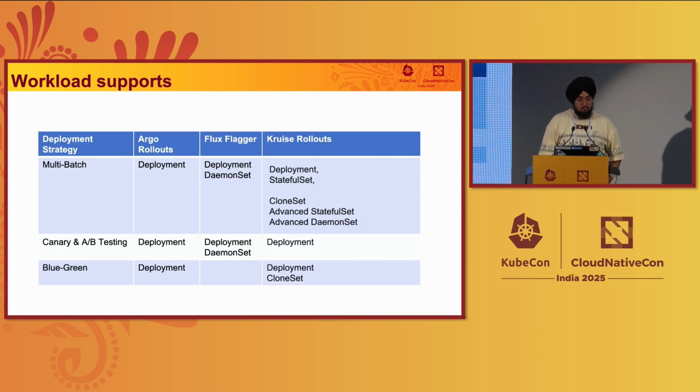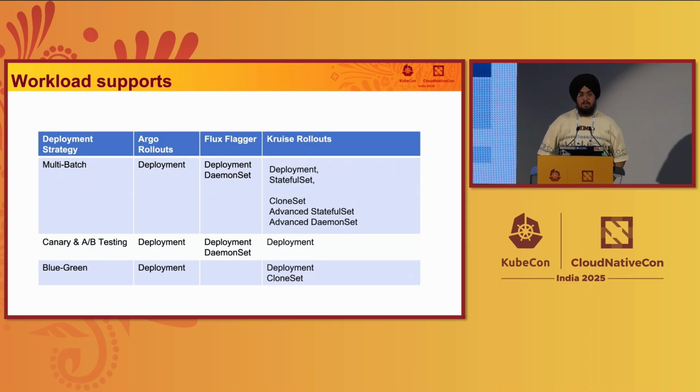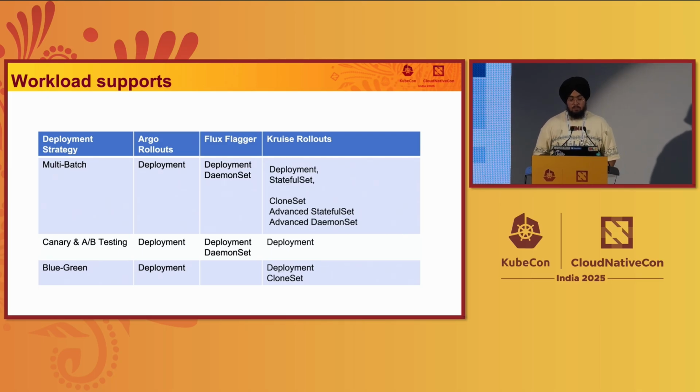So you could see the differences between Argo Rollouts, Flux, and Kruise Rollout. We support multi-batch for deployment and stateful set. Also, OpenKruise contains a set of advanced workloads such as CloneSet, Advanced StatefulSet, Advanced DaemonSet, and Broadcast Job. So we have a lot of customized workloads as well. They all support the basic features similar to what we have in Kubernetes, but they are more advanced.